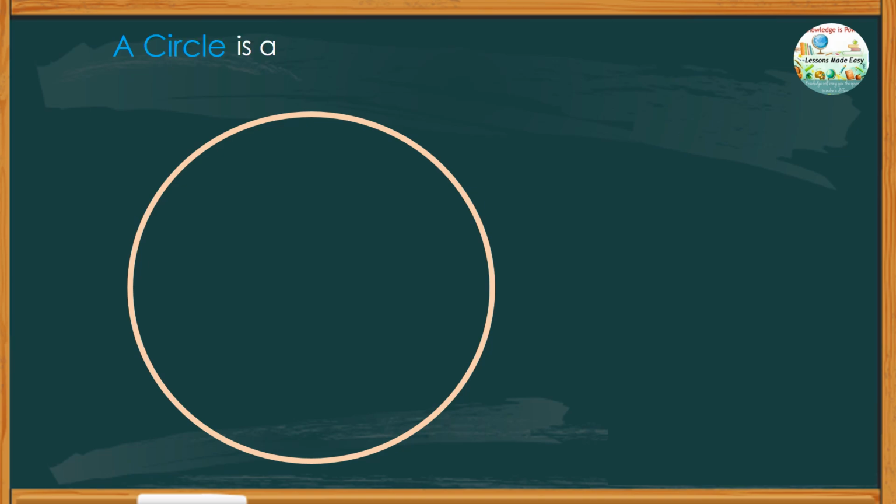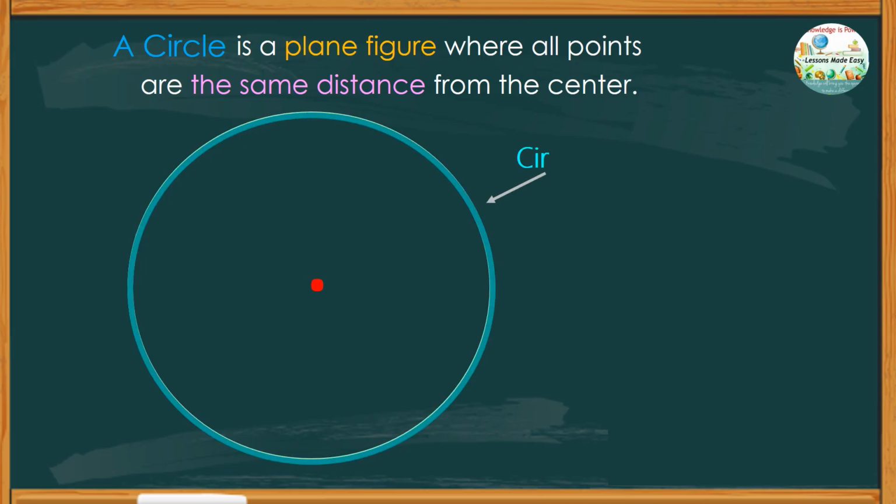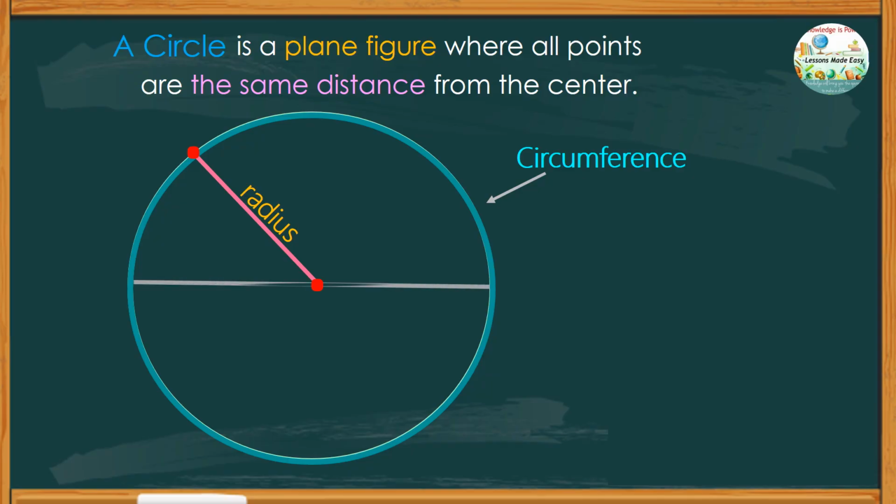The circle is a plane figure where all points are the same distance from the center. The distance around the circle is called the circumference. From the center to any point on the circumference is what we call the radius. The line segment that passes through the center and whose endpoints lie on the circle is called the diameter.